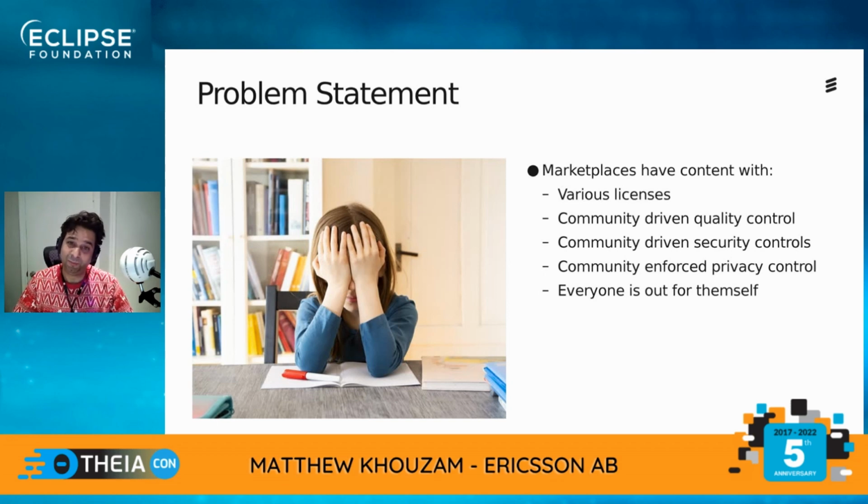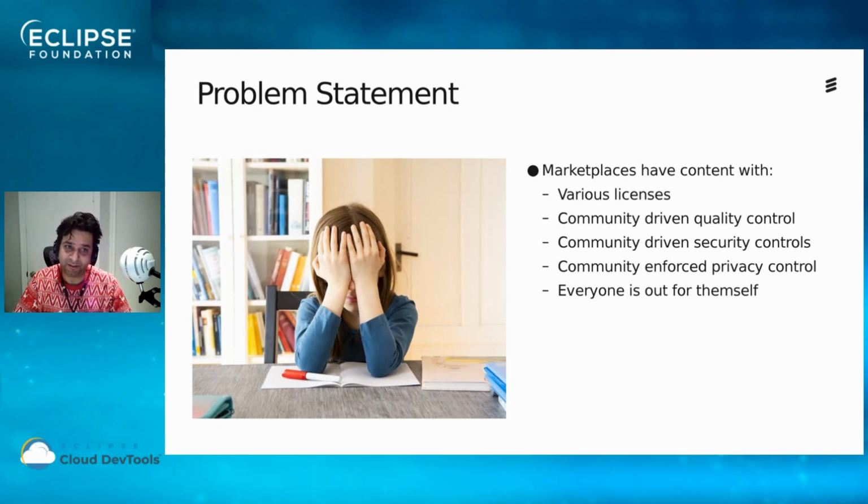In terms of community-driven quality control, maybe someone thinks that a null pointer exception is the standard way of getting out of a loop. We can't really accept that and deliver that to our clients. We cannot accept that and deliver it to our users.